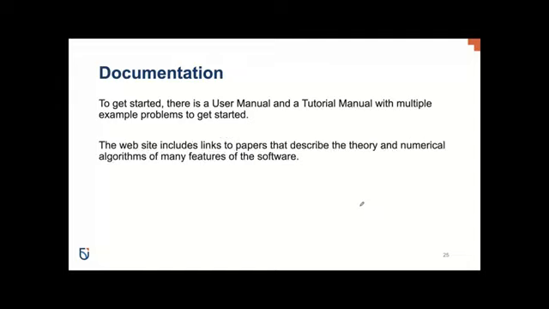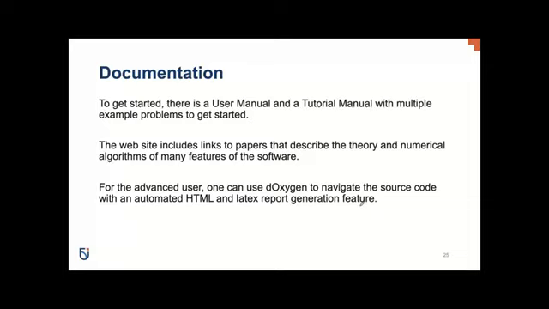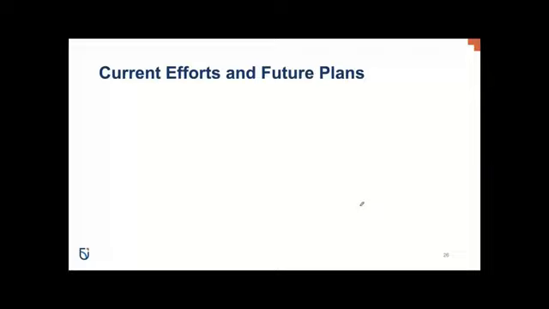The tutorial manual is still kind of in its earlier stages, but you can get a sense of some problems that'll get you going. We also have included a number of papers that describe both the theory and numerical algorithms that describe how the software works. And for any advanced users, you can also build Doxygen documentation in both HTML and LaTeX format, which can be pretty easy to navigate. But again, that's more for the advanced user.